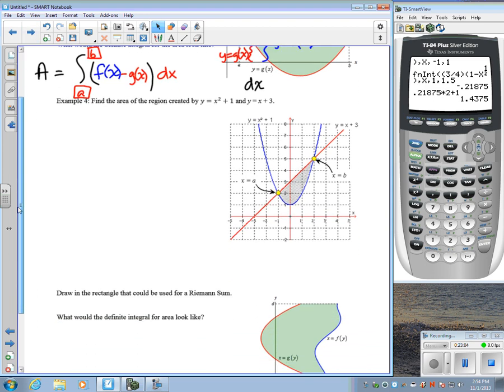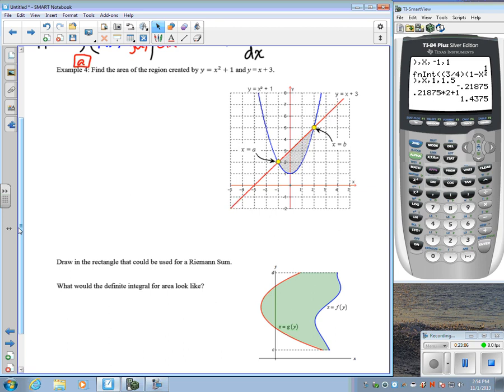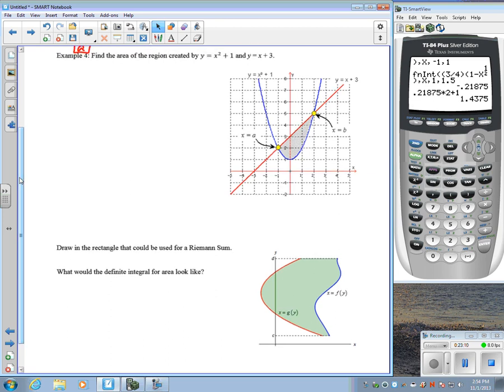So in example 4, we are trying to find the area of the region created by y equals x squared plus 1 and y equals x plus 3. So what I want you to do right now is write down what the definite integral would be. So please pause the video and work on that definite integral. Pause the video now, please.